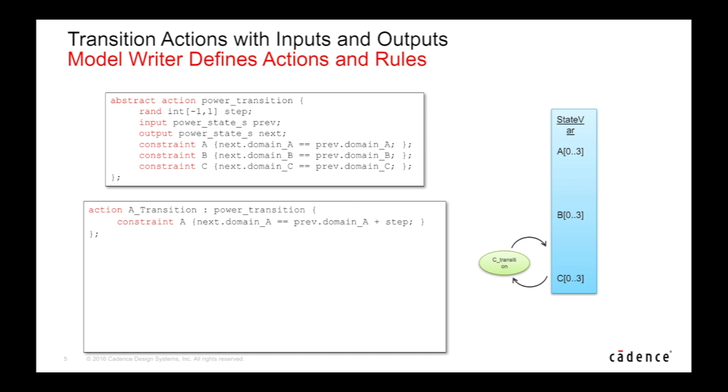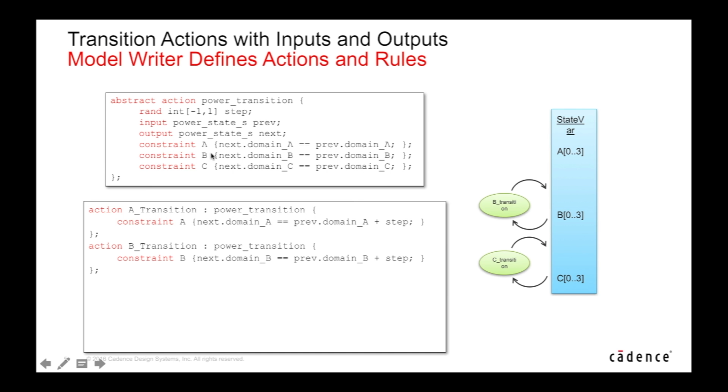However, and here's where we derive the concrete transitions. So a transition derives from power transition, so it inherits all that logic, but we're saying here domain A level is previous domain A level plus step, which is going to be either minus 1 or plus 1. Constraint B is going to be exactly the same, so we're just overriding the section of B. A and C, the level of these domains will remain the same, but for B we're saying domain B next equals the previous plus step, which is either minus 1 or plus 1.